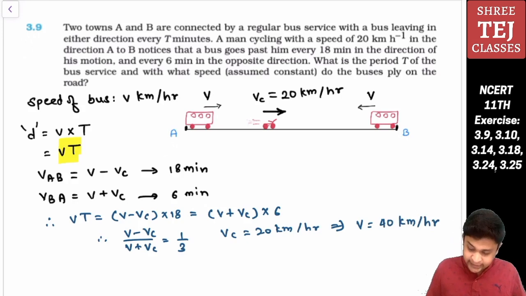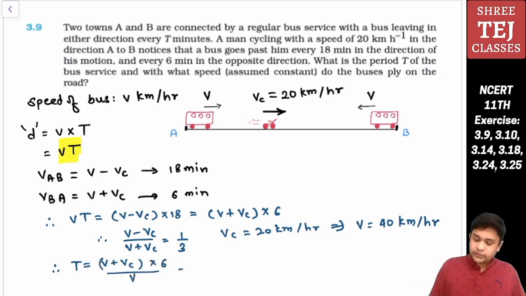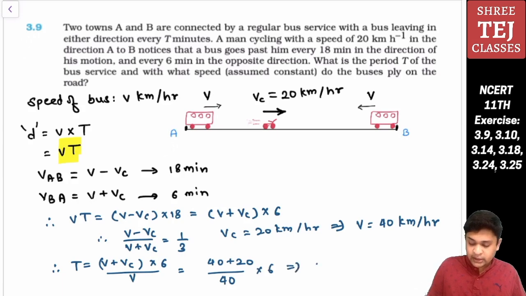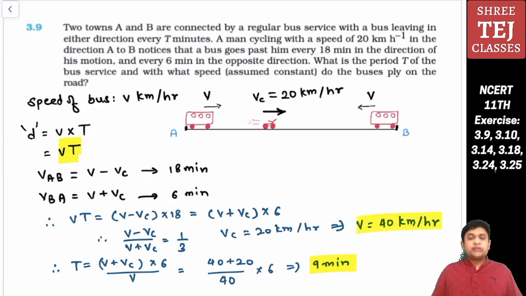Now to find the time period, therefore time period T will be V plus Vc into 6 upon V. So this will be 40 plus 20 upon 40 into 6, which will come out to be 9 minutes. So time period is 9 minutes and velocity of the bus, or the speed of the bus, which we are assuming is constant, will be 40 km per hour. Okay.